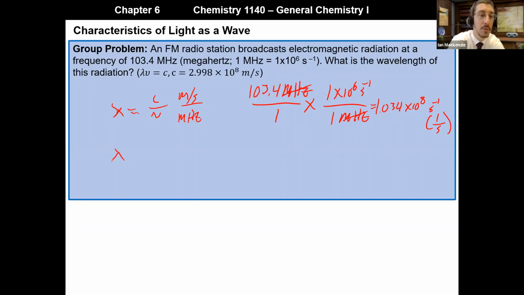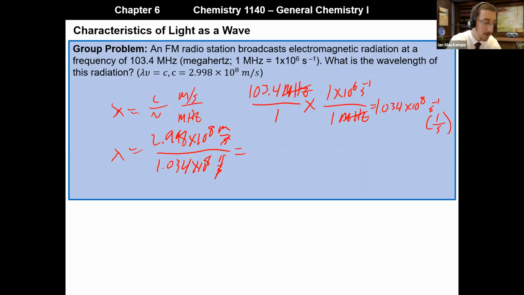So now if I substitute in, lambda is equal to 2.998 times 10 to the eighth meters per second, divided by 1.034 times 10 to the eighth, 1 over seconds. The seconds cancel. And I come out of all of this with 2.899 meters, just keeping track of my significant figures here. So that's how we would calculate the wavelength if we know the frequency and then, of course, the speed of light.